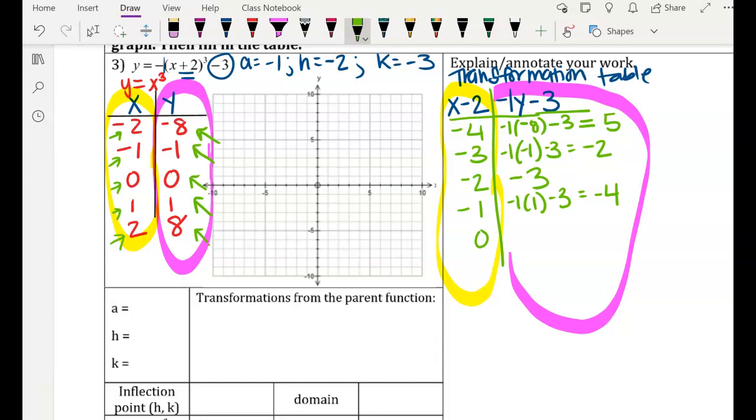And then last is 8. -1 times 8 is -8. -8 minus 3 is -11. So let's plot our 5 values.